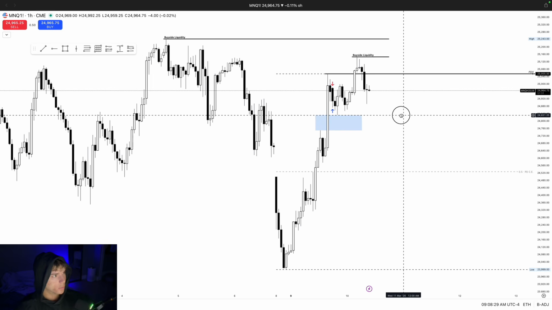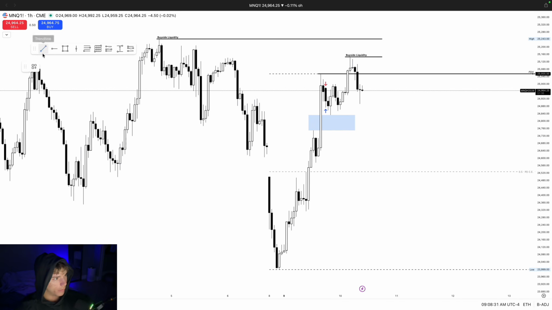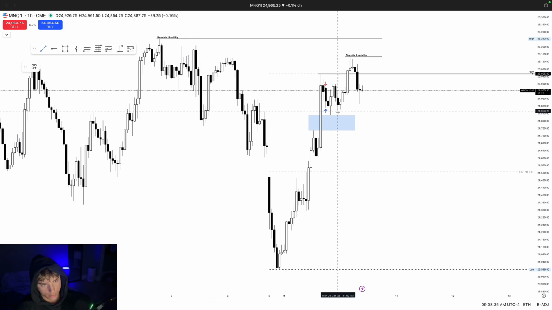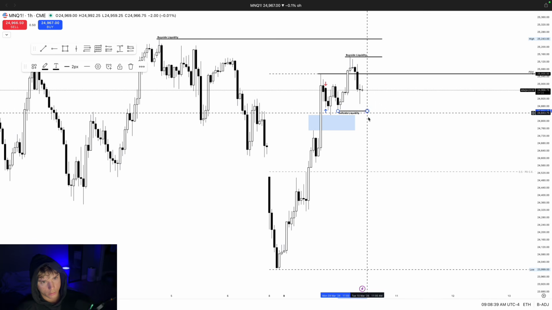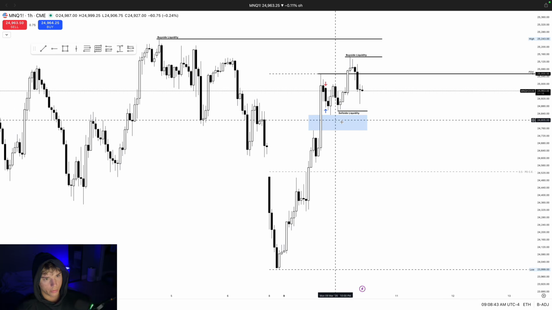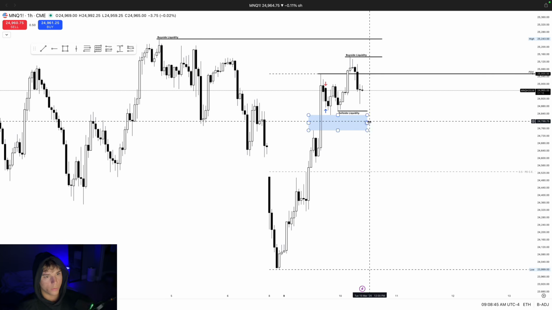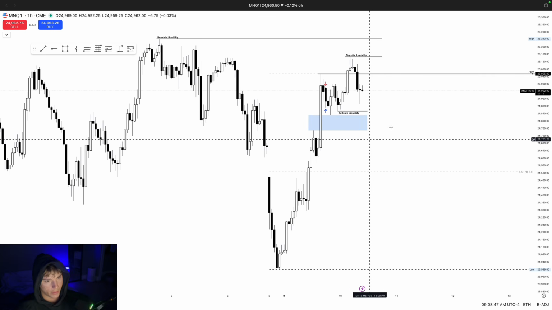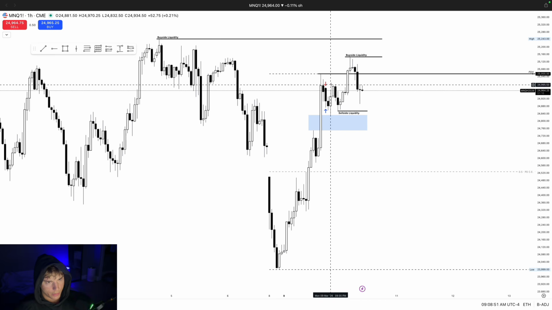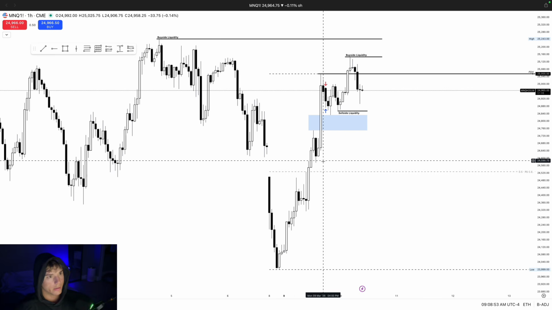1 hour gives us more of a little model that we could play off of just in case, but also depending on what we are. We have this sell side liquidity and this sell side liquidity, which is going to be the bottom of this 1 hour, or it was a 4-hour fair value gap. And then equilibrium of this range is all the way down here.